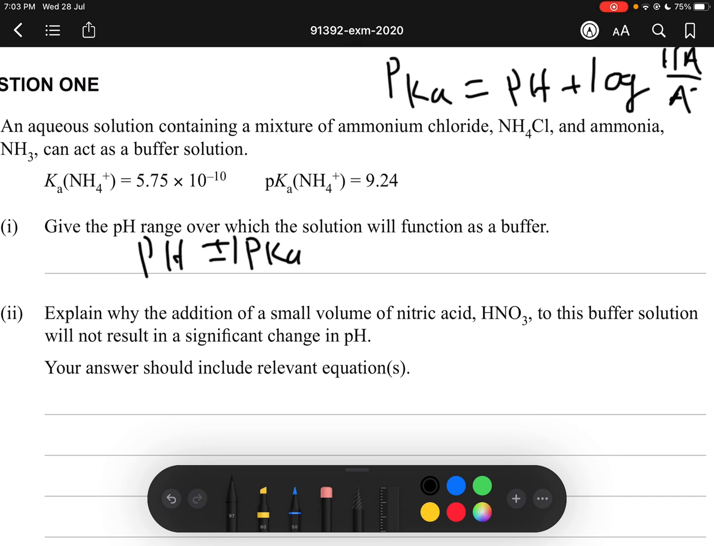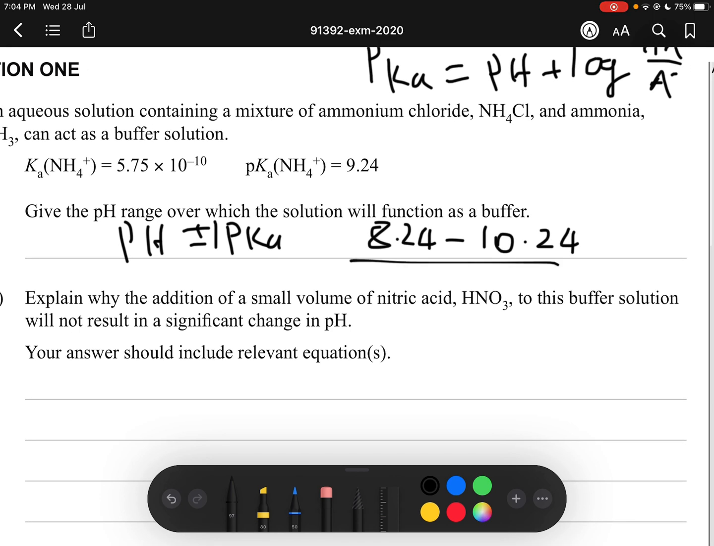Therefore, the pH range would be 9.24 minus 1, which is 8.24, and 9.24 plus 1, which is 10.24. So that would be our pH range for an effective buffer.